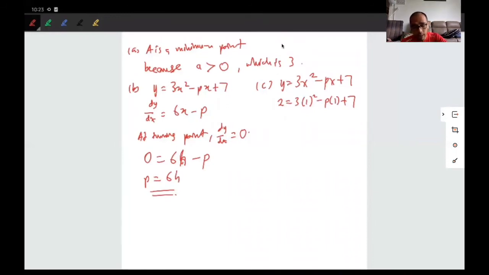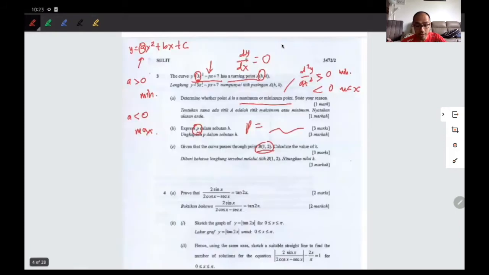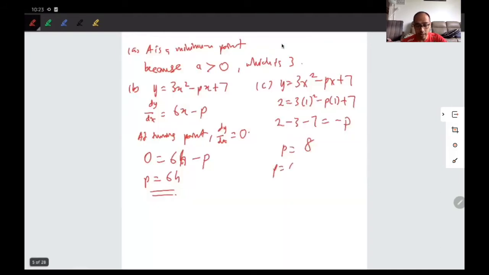Okay, so you get the value of p. 2 minus 3 minus 7 equals to minus p. Okay, so p equals to 2 minus 3 is negative 1, negative 8, p equals to 8. Okay, but that's not what the question wants. The question wants the value of k, which is this. But in order for us to find the value of k, we need to find the value of h. Do we have the value of h? Can. p equals 6h. So 8 equals 6h, so h equals 4 over 3. Okay, whenever I see pecahan kan, saya terus kaget. Betul kan? h equals 4 over 3.